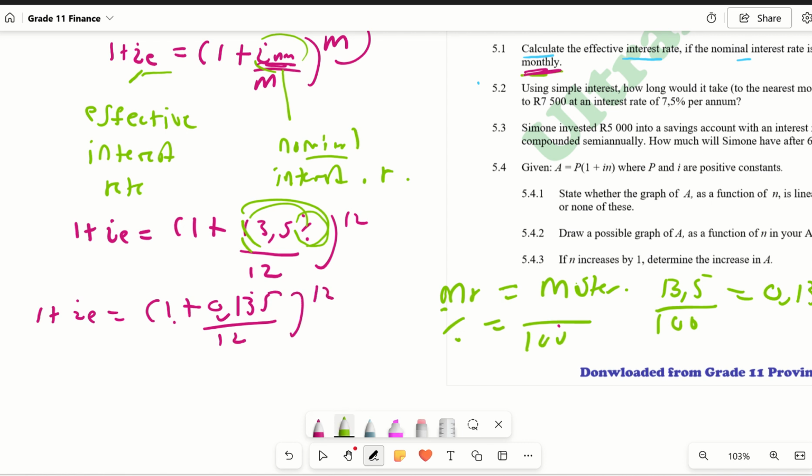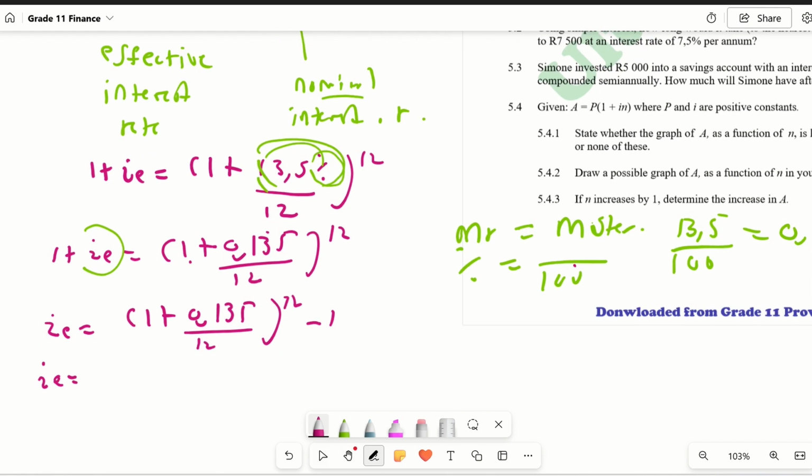Remember that you're looking for i effective. So you want to have i effective alone on one side and everything else on the other side. This means that you would take the 1 and put it on the other side, and then it changes sign. So on the left, you remain with i effective, and on the right, 1 plus 0.135 over 12, to the power 12, and then minus 1 at the end. Please calculate this and tell me what the answer is, correct to 2 decimal places.